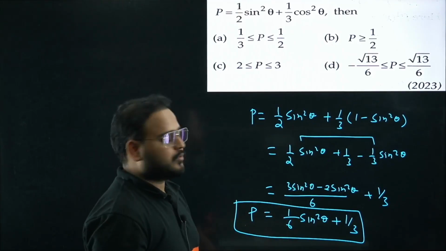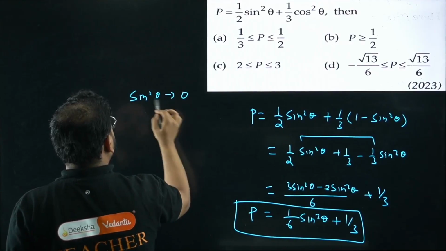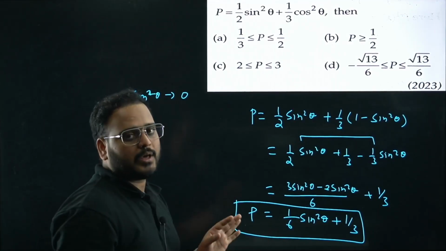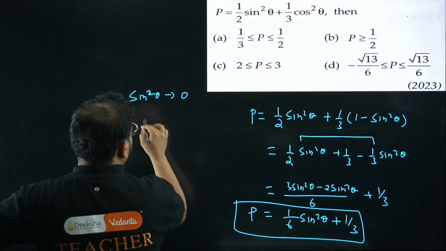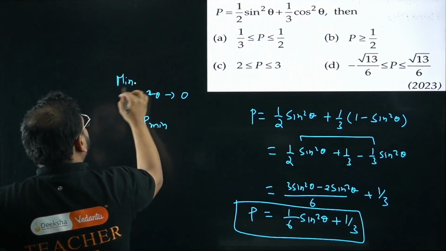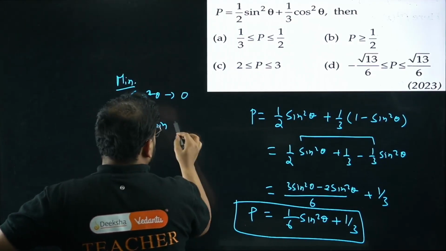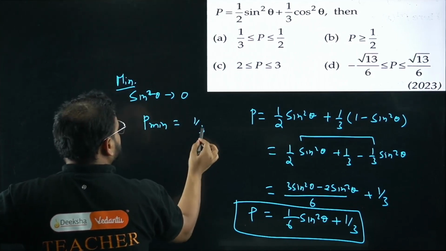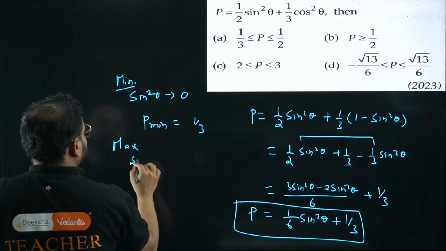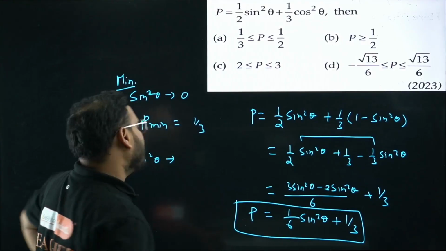Minimum possible value. Sine square can go minimum to 0. Can it go negative, sir? It cannot. So for P minimum, I'm talking about the minimum value of this. Minimum value of sine square will be 0. So P minimum will be equal to 1 by 3. That's P minimum. What about maximum value? Have a look. Will it be infinity? It will be 1, sir.